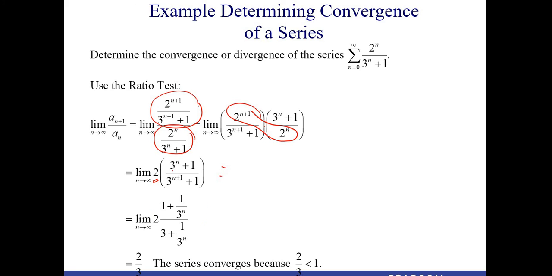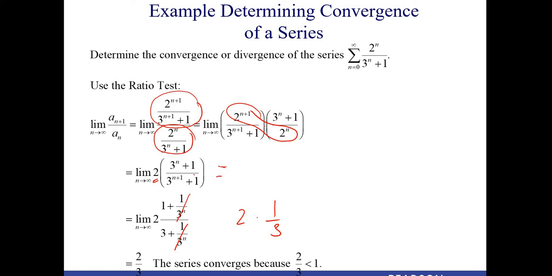So they have multiplied all of these terms by 3 to the n, then showing as n approaches infinity, these approach 0. So we get 2 over 3, 2 times 1/3, and the series will converge because 2/3 is less than 1. So we have proven convergence because the limit of the ratio of a sub n plus 1 over a sub n is less than 1.